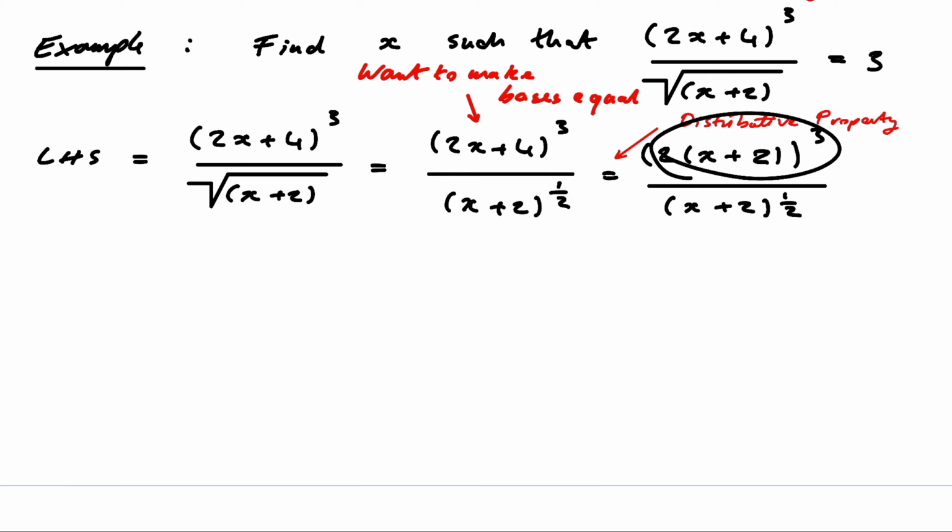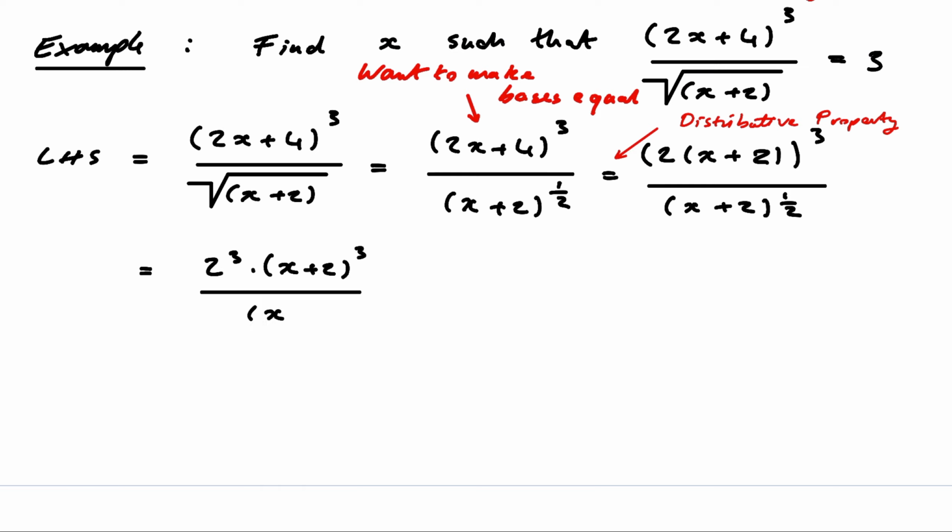Next, well, I've got a product. So if I look at the numerator, I've got a product of two things to a certain power. So now what do I know? I know that I can apply one of my laws of exponents. So this becomes 2 to the 3 multiplied by x plus 2 to the 3, all divided by x plus 2 to a half. So what law is this? This guy is the law that ab to the power c is equal to a to the c times b to the c. That's that law.